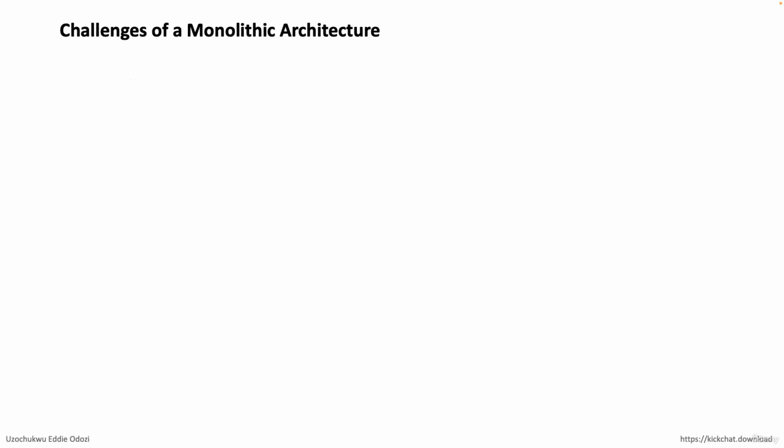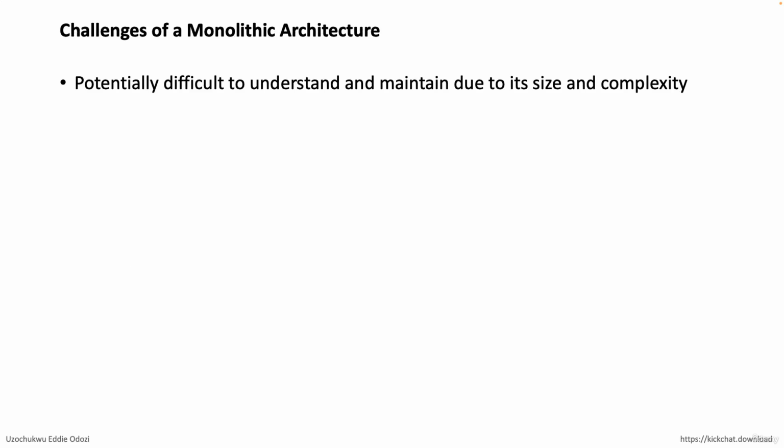Now, what are some of the challenges of a monolithic architecture? Potentially difficult to understand and maintain due to its size and complexity. Now, this involves when the application becomes huge and complex. Okay, like the example I gave earlier of building the current version of Netflix with the monolithic architecture. It's going to be very huge. It's going to be very complex. Thereby, it will be difficult to understand. Anybody getting, maybe a new developer getting into the application, it will be difficult for them to understand because all of the complexities are integrated as a single unit.